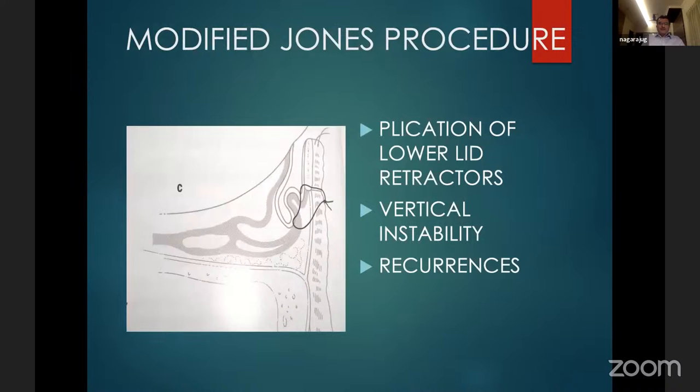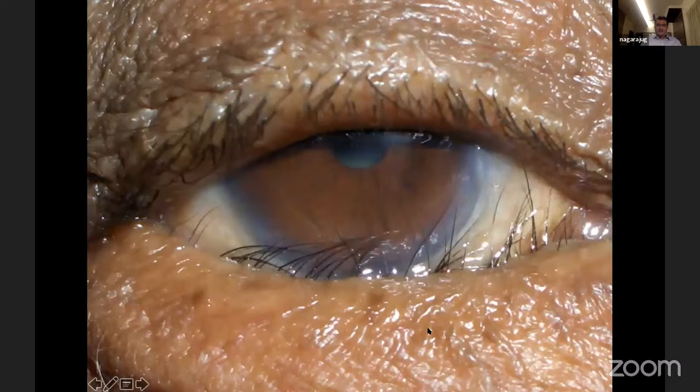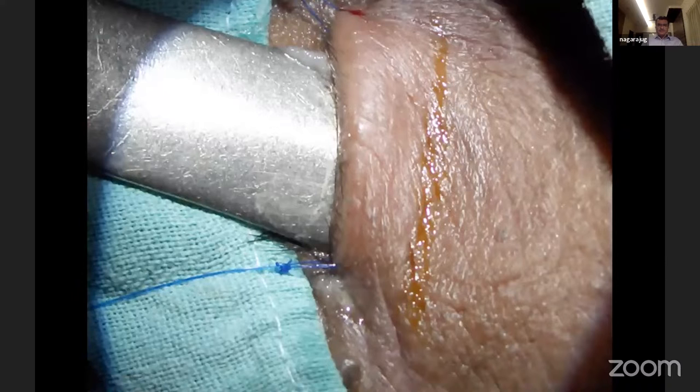So the modified Jones procedure is the main procedure which is recommended for involutional entropion right now. Basically, it is done for those cases where there is vertical instability, vertical lid laxity, and it is plication of the lower lid retractors. And this is a procedure which we can do when all the other surgical procedures for entropion have failed, and especially in recurrent cases also. I'll just show you some slides. This is your involutional entropion. This is a surgery which I did almost 15, 20 years back.